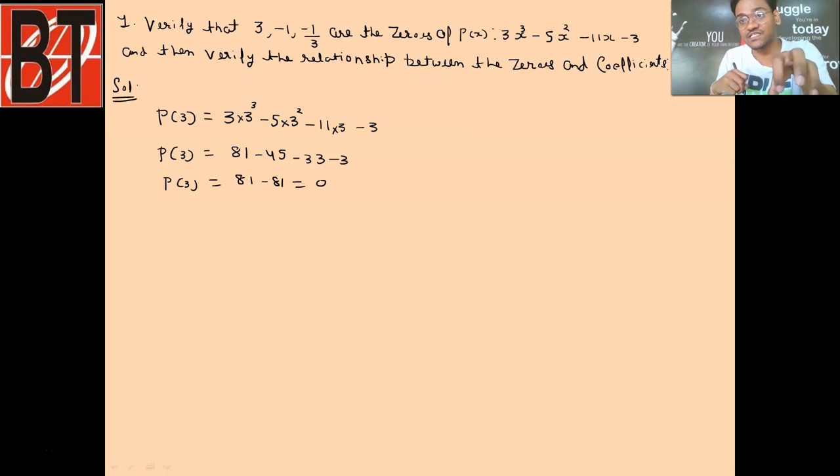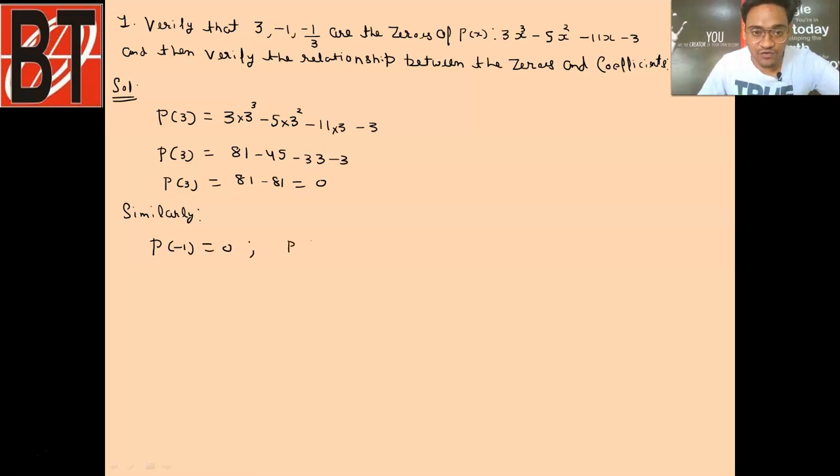So since p(3) is equal to 0, that means yes, this 3 is the 0 of p(x), or 3 is the 0 of this cubic polynomial. Clear, students? Now you have to check for minus 1 and minus 1 by 3 as well. I am leaving this on your side. I am writing here similarly, but you have to complete. Similarly, it's your work to check whether p(minus 1) is getting 0. It will become 0. And p(minus 1 by 3) is 0.